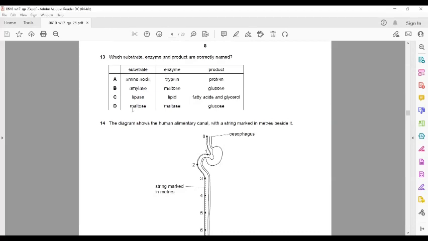D is correct. Maltose. I told you starch is broken down in the mouth by using the amylase into maltose. Then it goes into the small intestine, where another enzyme called maltase breaks the maltose down into a smaller molecule, glucose. Then it can be absorbed into your bloodstream. Answer is D.